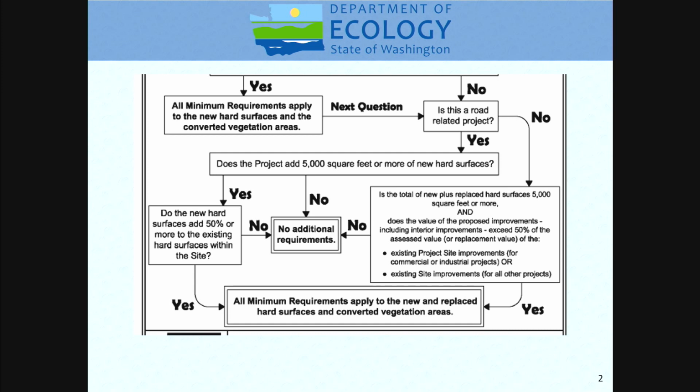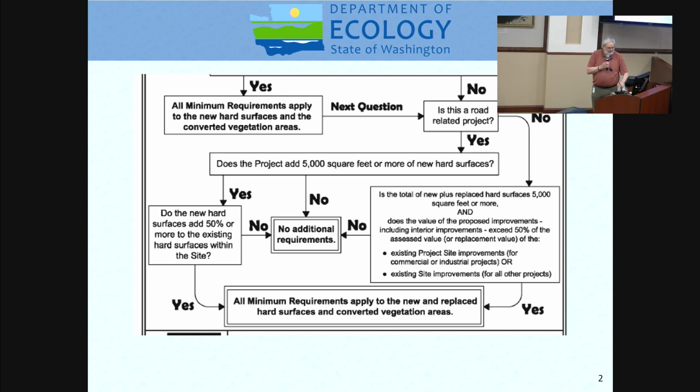What we've done in this big box here is, if it's not a road project, excuse me, so if you answer no to the road project, you're going down this great big huge box in the lower right-hand corner, for those of you who can see that screen. There are two questions you have to answer following the answer of no. The first one is, do you have more than 5,000 square feet of new plus replaced hard surface on this project? And you probably do, because you've answered something above about 5,000 square feet.